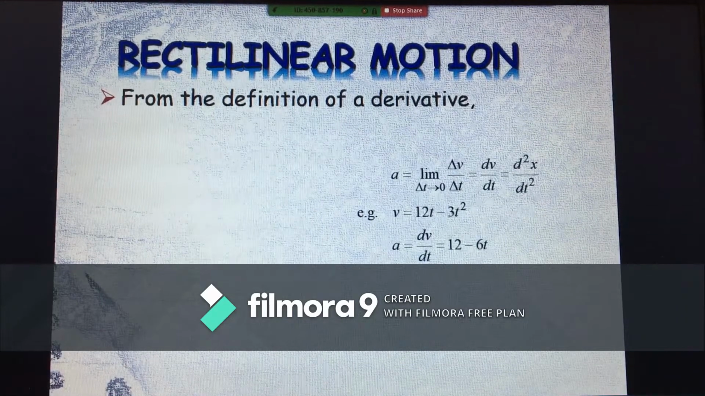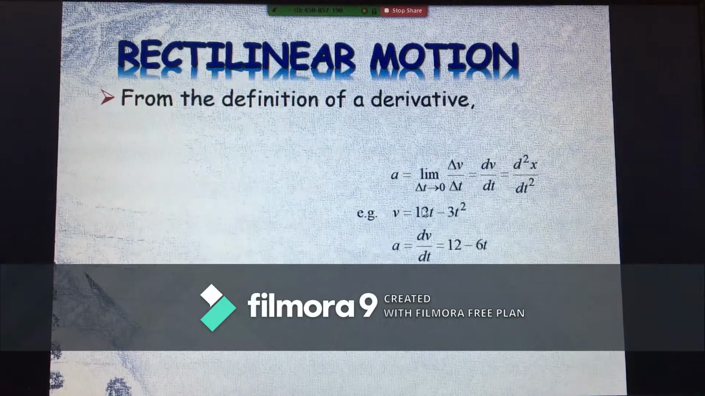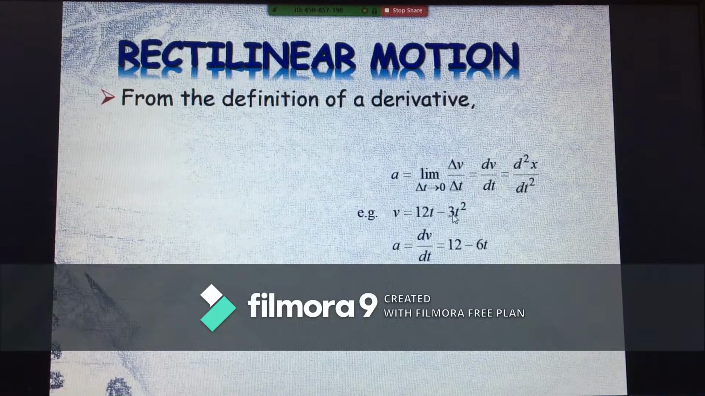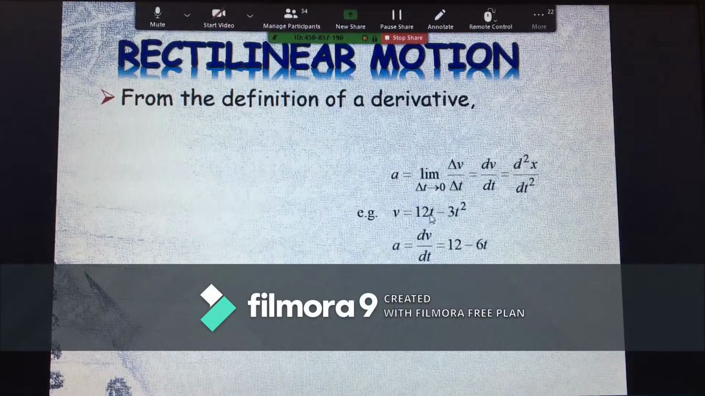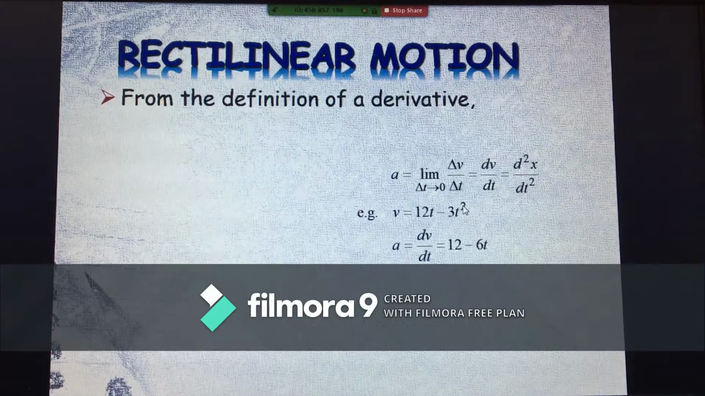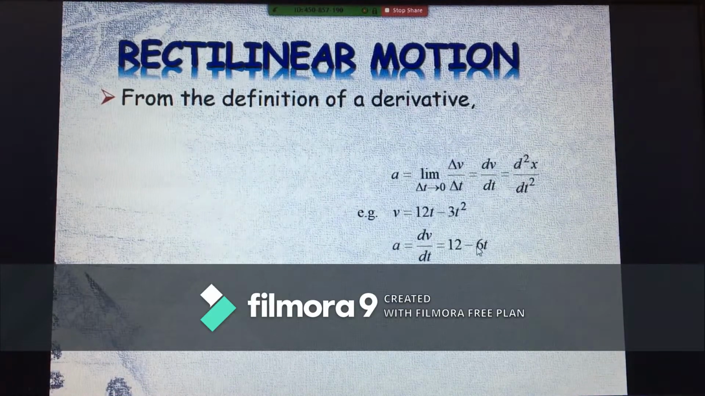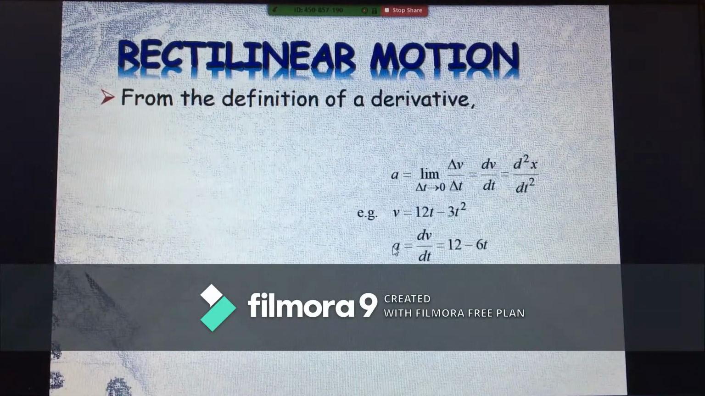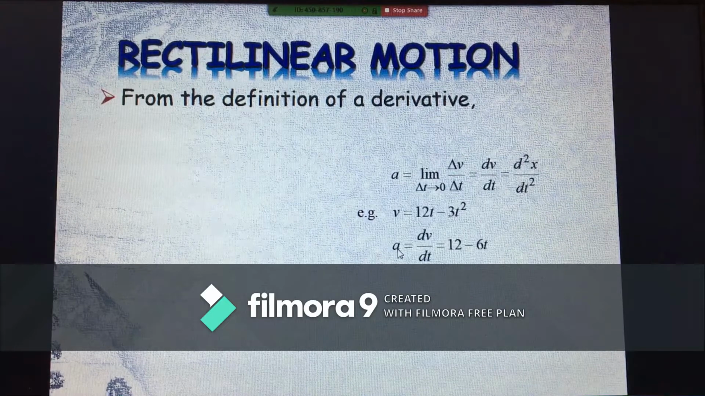Alright? So dalawang beses natin ginawa yung pag-take ng derivative. So that's why here we have velocity 12t. You take the derivative of this, that is 12, right? And then we have 3t squared. You take the derivative of 3t squared equal to 6t. Okay? So now this 12 minus 6t, ito yung acceleration, class. Okay?